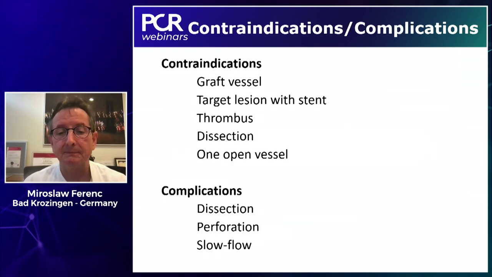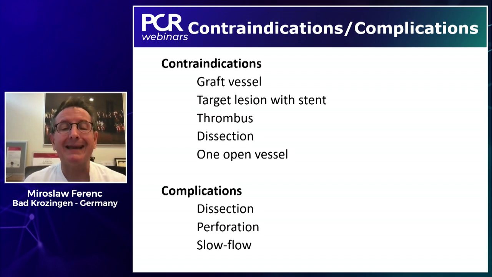Next slide, please. So the main contraindication is thrombus, dissection. Maybe if there is a stent in the target lesion, grafted vessels, and one open vessel, I think today we have, of course, the option to perform such cases using impeller protection. So this will be no problem for me. We have done a few such cases in our cath lab.